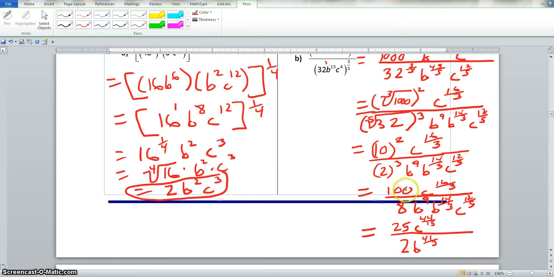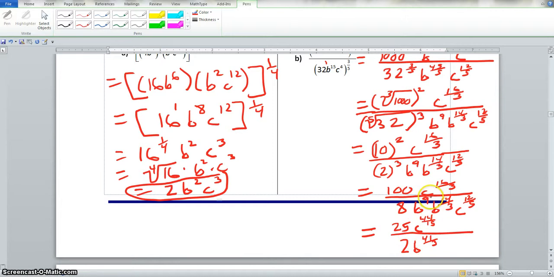Now 10 to the second power is 100. 2 to the third power is 8. And that leaves us c to the 16 thirds power, b to the ninth, b to the 14 thirds, and c to the 12 fifths. Now, we can simplify. 100 and 8 both have 4 in common, so we could divide both by 4, and that would give us 25 over 2.